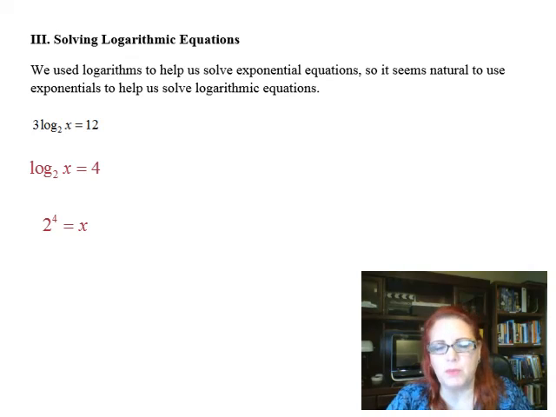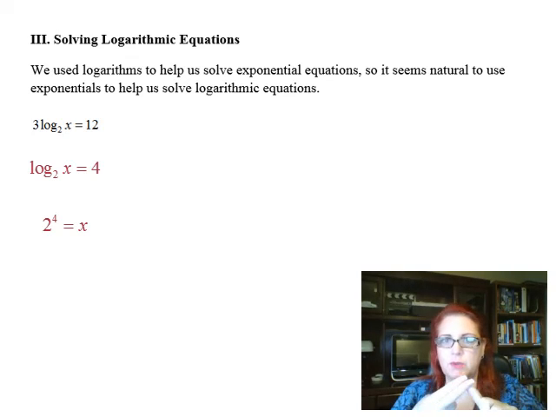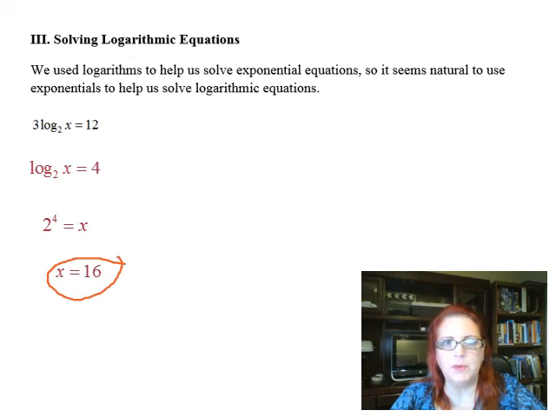You can even do this one without a calculator, but if you have a calculator, go ahead and write 2 raised to the 4th power. But you can have 2 times 2 is 4, times 2 is 8, times 2 is 16. So x is going to equal 16. Woohoo! Let's try another one that's just a little bit more involved.